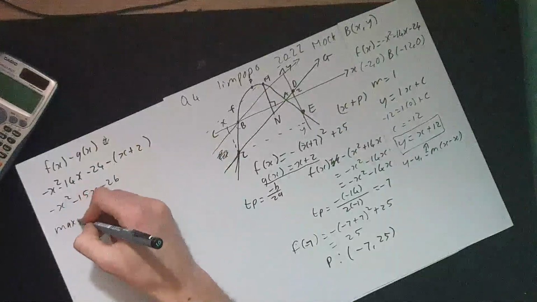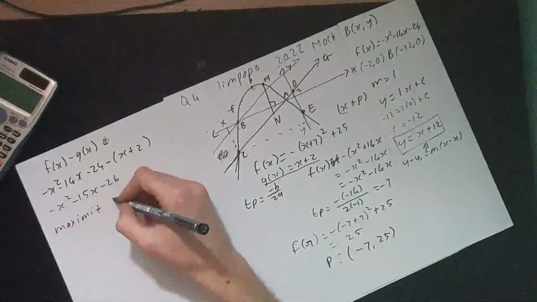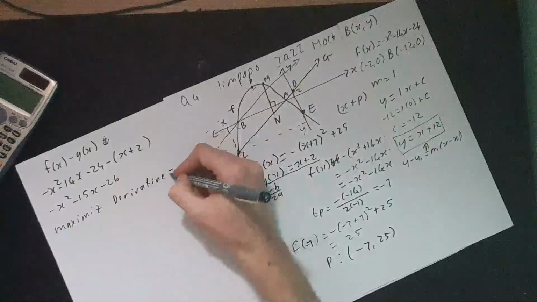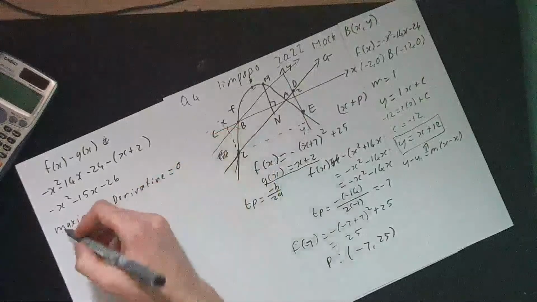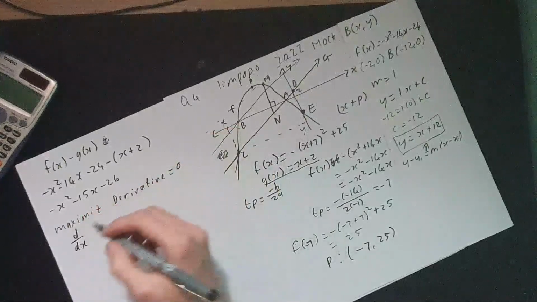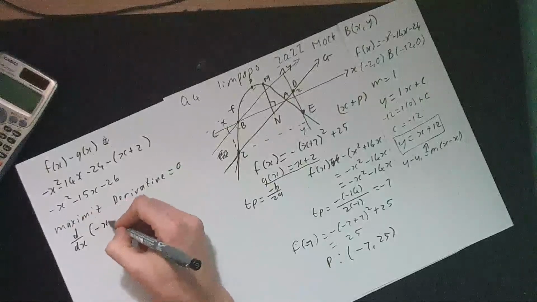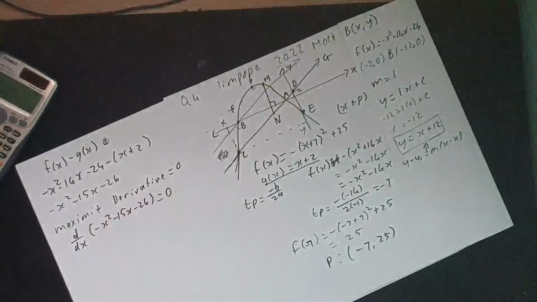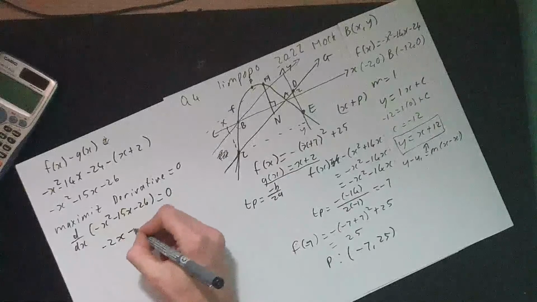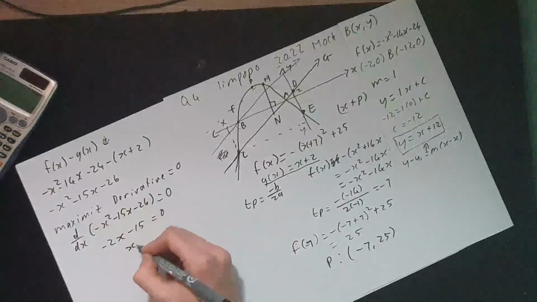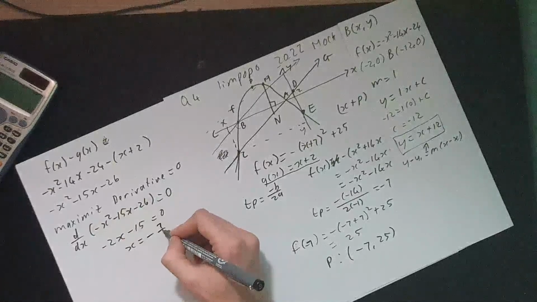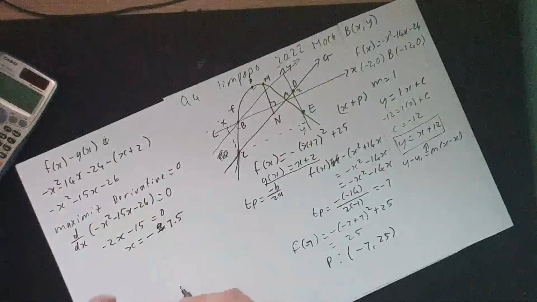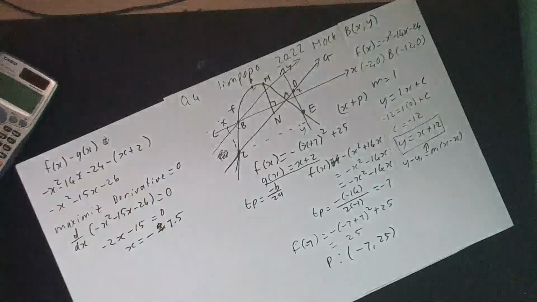So when we maximize, we take the derivative. We set the derivative equal to 0, and then we solve. So we want to take d/dx of negative x squared minus 15x minus 26 equal to 0. We take the derivative of that and get minus 2x minus 15 equals 0. Therefore, x equals minus 7.5. Take that over, divide by negative 2, you get minus 7.5.